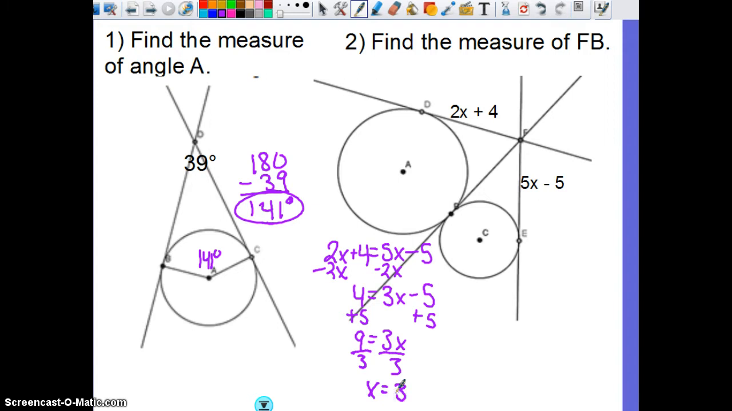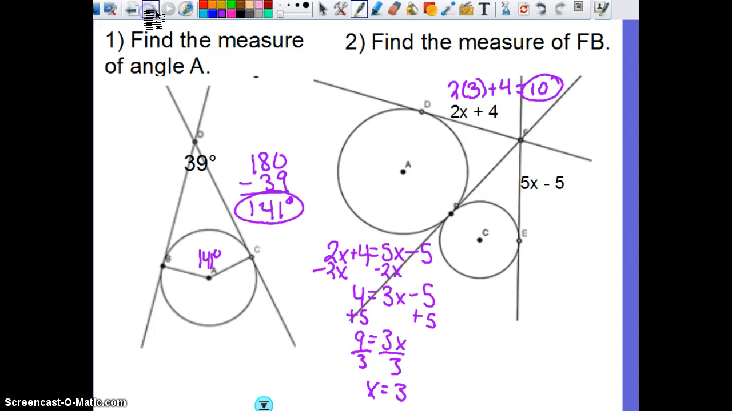But remember, you're not done yet. I wanted the measure of SB, so I actually have to plug the 3 back in. Either one will work. So 2 times 3 plus 4, 2 times 3 is 6, plus 4 is 10. So the measure of this segment is 10, this segment is 10, this segment is 10. Of course, this was the one you were trying to find.